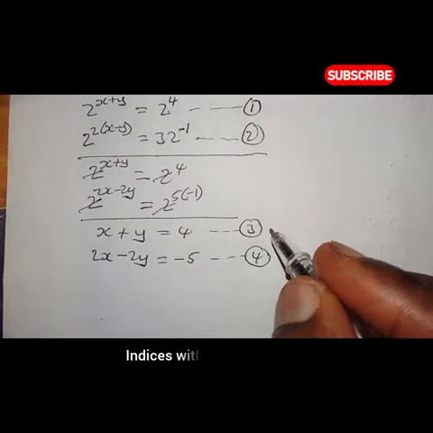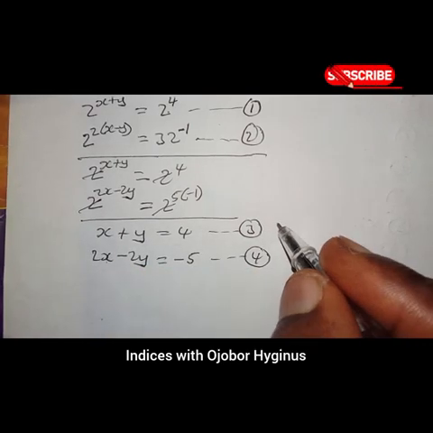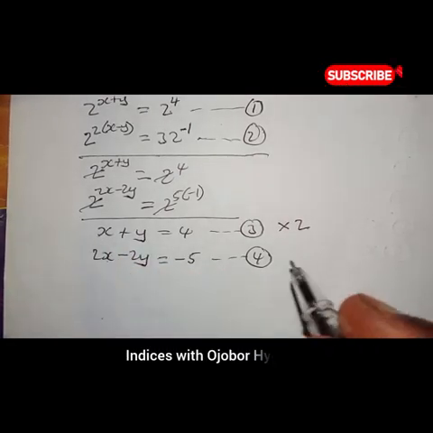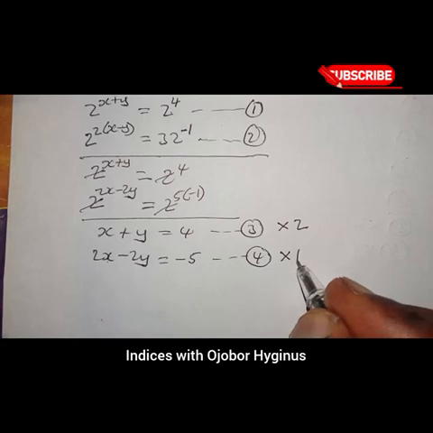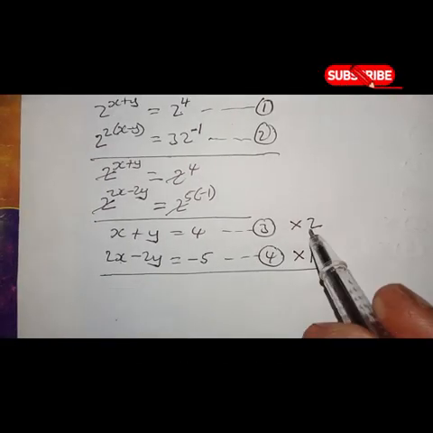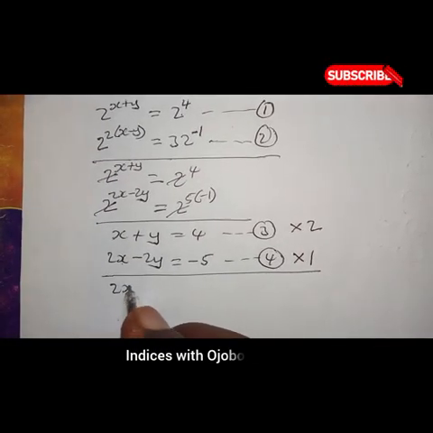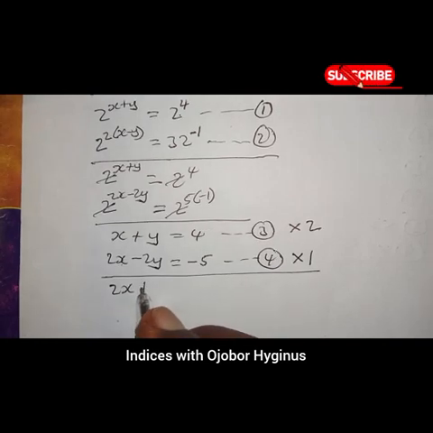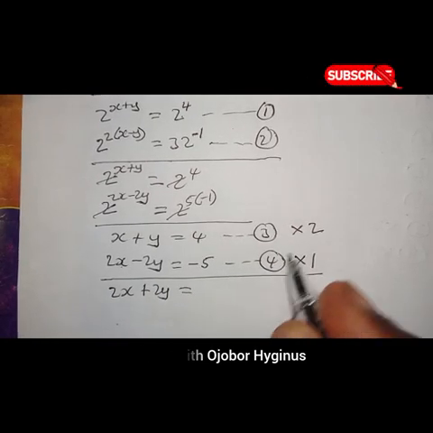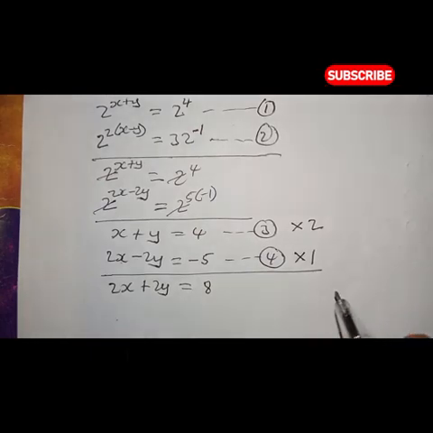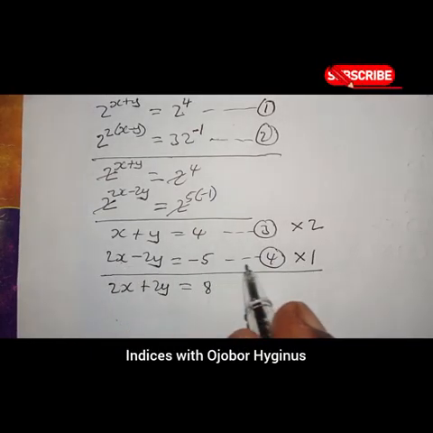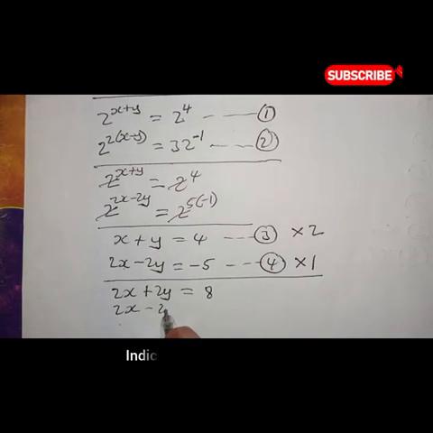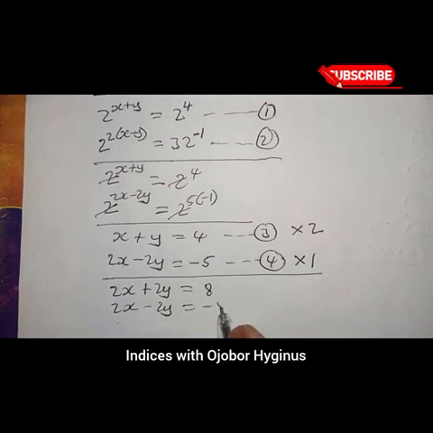You multiply equation 3 by the coefficient of x in equation 4, that is times 2. Multiply equation 4 by the coefficient of x in equation 3, that is times 1. So when we do that, 2 times x, you have 2x, 2 times y you have 2y, 2 times 4 you have 8. 1 multiplied by every term in this second equation remains 2x minus 2y equals minus 5.